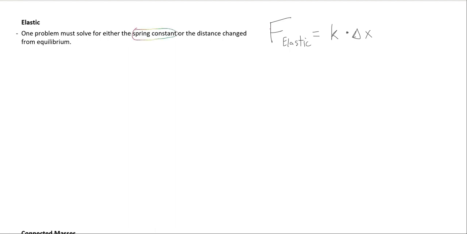So for our elastic situation, one thing we know is that all elastic forces are going to be following Hooke's law. Hooke's law, if you hopefully remember, is that an elastic force will be equal to a value k, called the spring constant, multiplied by delta x, which is the distance that it's stretched, or the distance change from equilibrium. So in one of our problems, we have to find either the spring constant or the distance change from equilibrium.